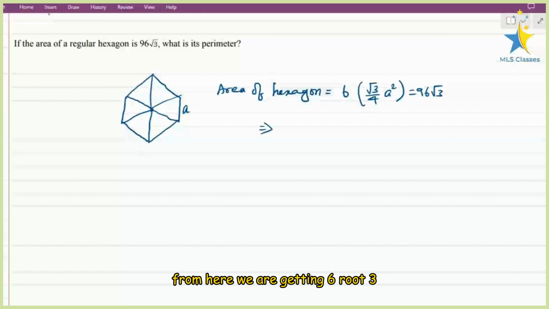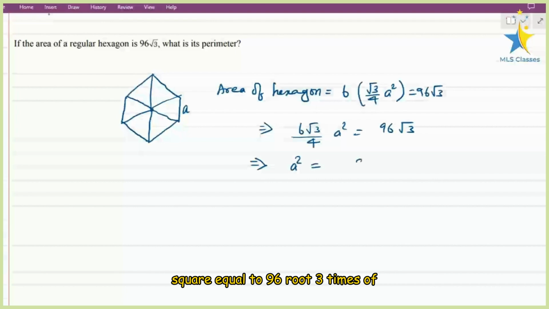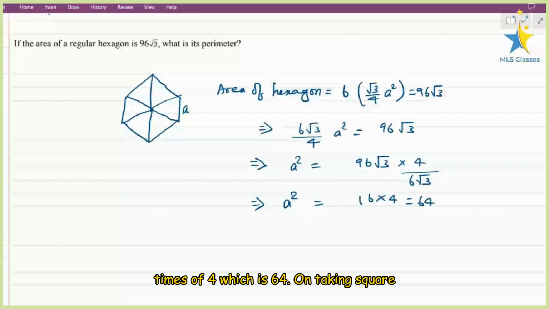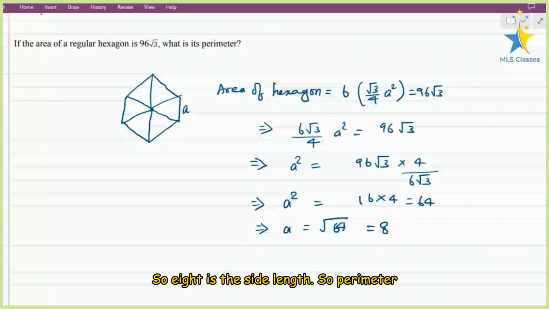So from here we are getting 6 root 3 over 4 a square equal to 96 root 3. So on multiplying both the sides by 4 over 6 root 3, we will be getting a square equal to 96 root 3 times 4 over 6 root 3. The 6 root 3 will be cancelled out in 16 times. So we will be getting a square equal to 16 times 4, which is 64. On taking square root both the sides, we will be getting square root of 64, and that is equal to 8. So 8 is the side length.